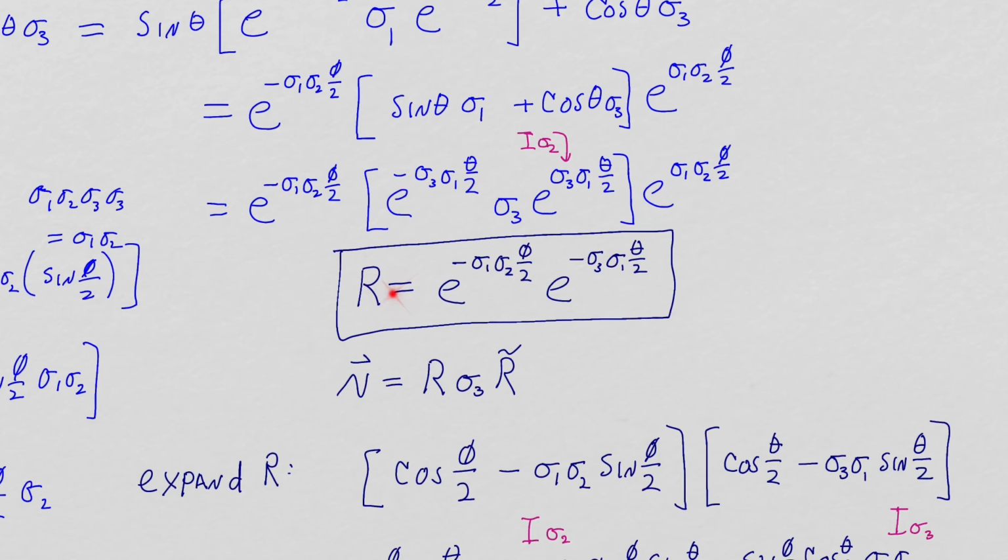I wrote this down as like the rotor is this, but that's not true. The rotor, well, okay, it is true. The rotor here is e to the minus sigma 3 sigma 1 theta over 2. And now if I take these two together, the actual rotor for the whole thing is this expression here, right? And so I can now write the vector n.